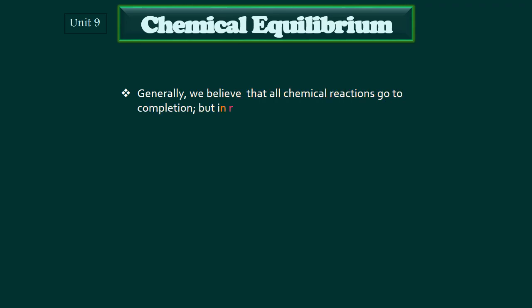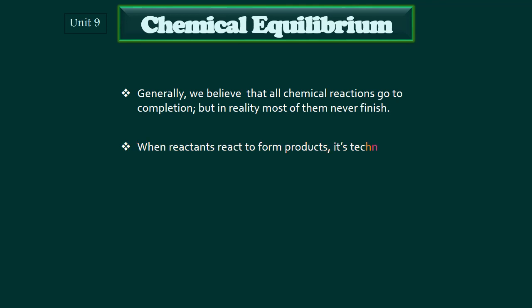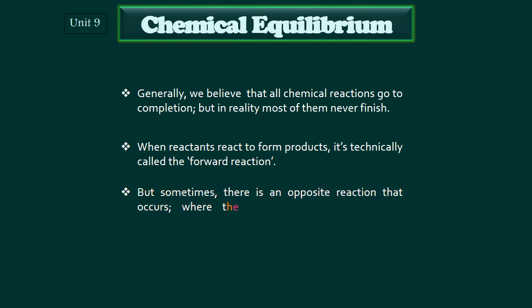So students, unit number 9 is chemical equilibrium. Generally we believe that all chemical reactions go to completion, but in reality most of them never finish. When reactants react to form products, it's technically called the forward reaction. But sometimes there is an opposite reaction that occurs where the products change into the reactants. We call this a reverse reaction.